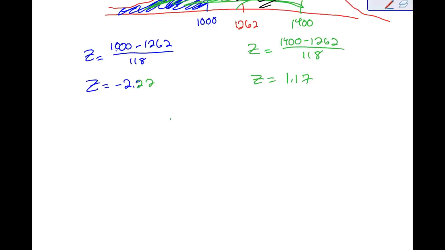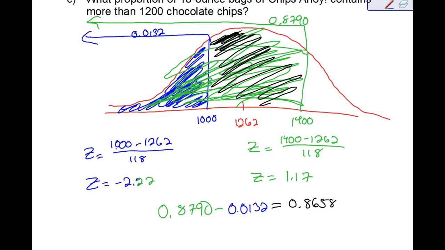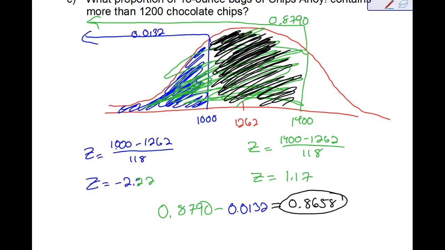And so I'm going to take 0.8790 minus my 0.0132, and that will give me 0.8658, which is this area in here. I took the difference, which gave me the leftover portion. Okay, so the probability that a randomly selected 18-ounce bag of Chips Ahoy contains between 1,000 and 1,400 chocolate chips is 0.8658.